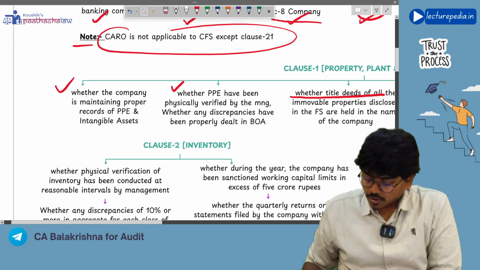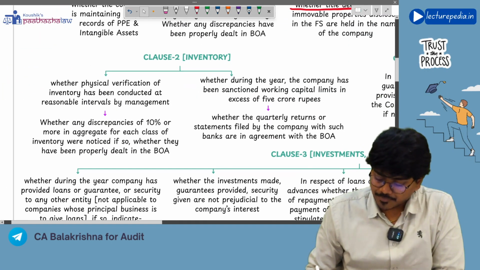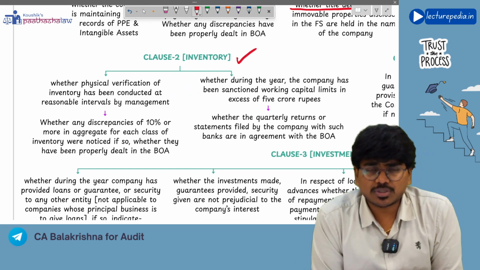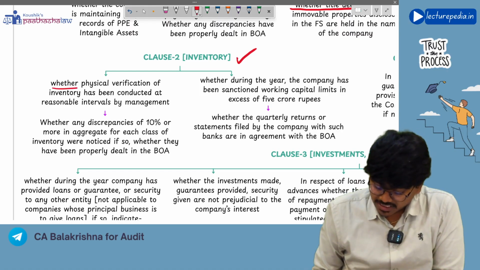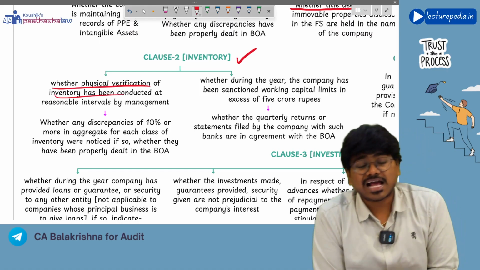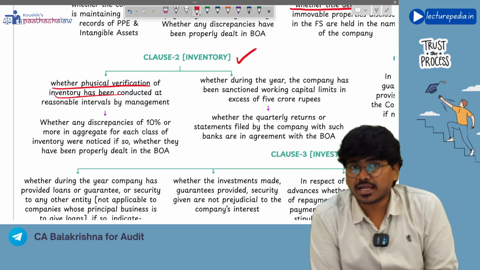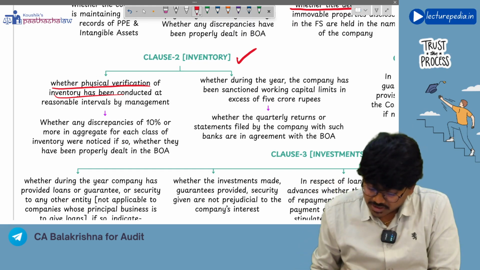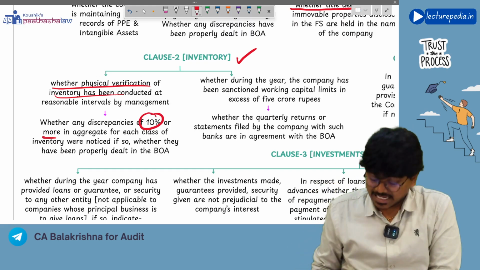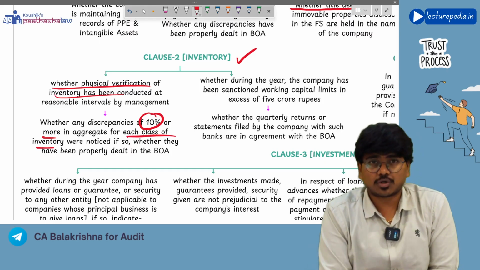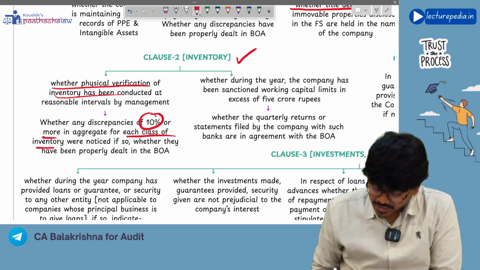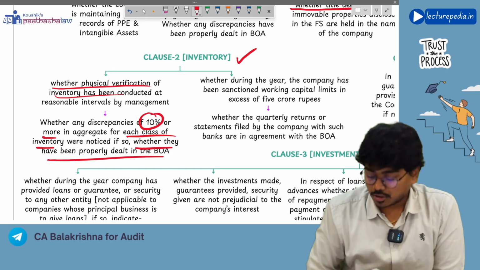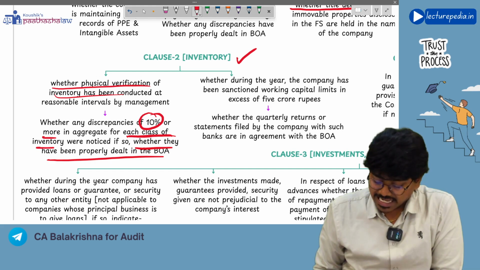Next, moving to clause 2, which is inventory. Now here with respect to inventory also, auditor will see whether physical verification of inventory has been done by the management at reasonable intervals, and during such physical verification, if any discrepancy of 10% or more in aggregate for each class of inventory was noticed, then also auditor will see whether they have been properly dealt with in the books of accounts or not. Now here also if you see, they are saying class of inventory wise.